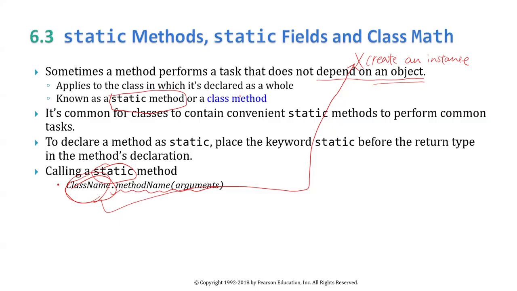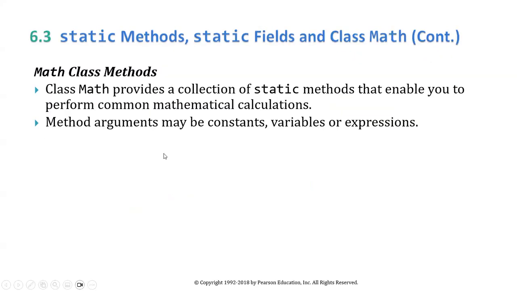If you are wondering what a class method is, you still have to know that it is a static method because it belongs to the class. You don't need to specify an instance. It's common for classes to contain convenient static methods to perform common tasks. And one thing we should know is that since it is a static method, the static keyword should be included in the method declaration before the return type. Let's go to the next slide.